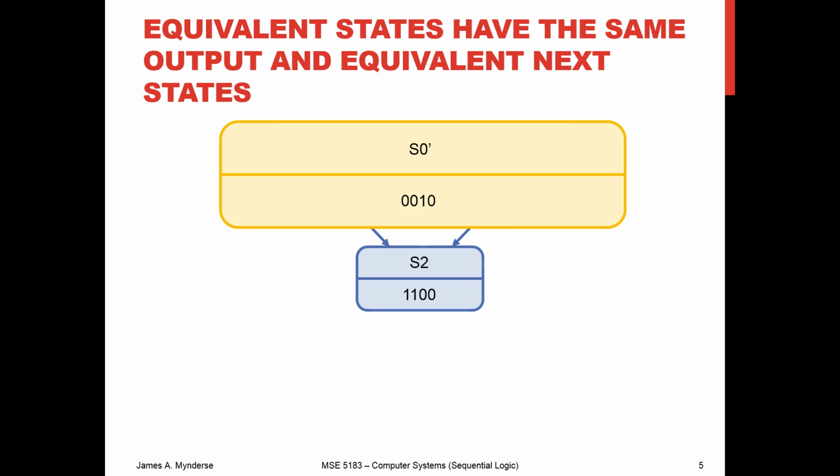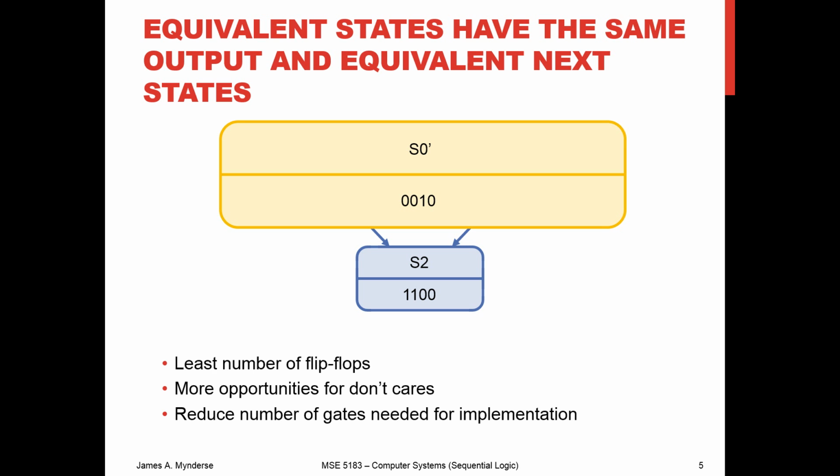We're going to find all of the equivalent states. They're the same outputs, same next state, and that will allow us to have fewer flip-flops or fewer lines of code, one or the other, more opportunities for don't cares, and it'll reduce the number of gates for implementation if we chose to go that way, or less code to write and debug. And that's the big one, is debugging.